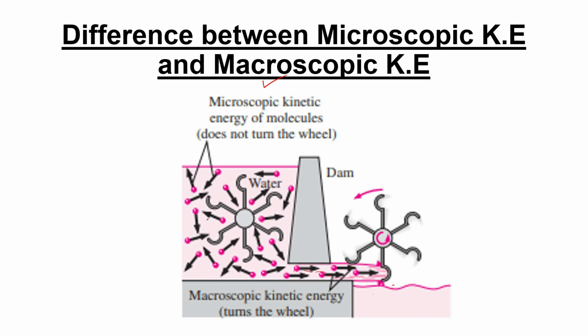But look at the paddle wheel inside the dam. It does not rotate, because here the water molecules also have energy, but it is internal energy. These molecules are moving, so they have energy, but they move in random directions, not in a specific direction. Only at the downstream do they come in a straight line. Otherwise, inside, the molecules move randomly, and because of this random motion they are not able to rotate the paddle wheel. So this is the difference between macroscopic and microscopic energy.